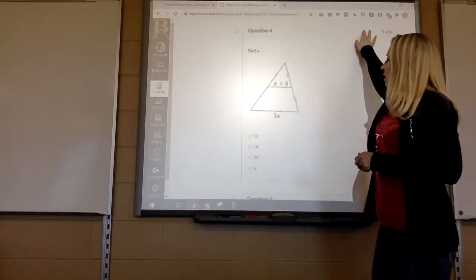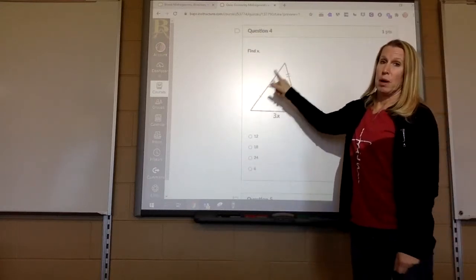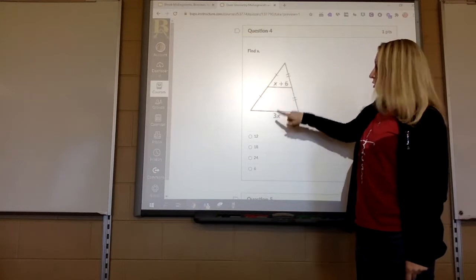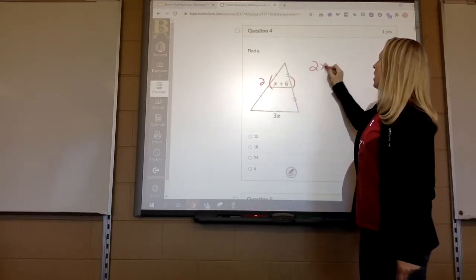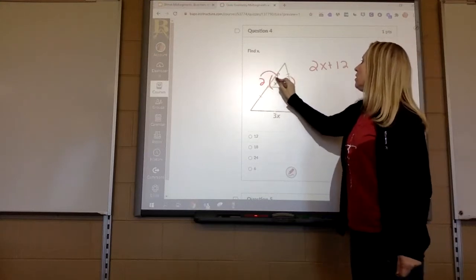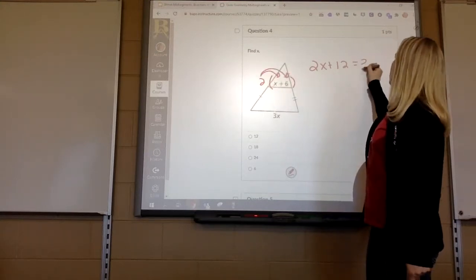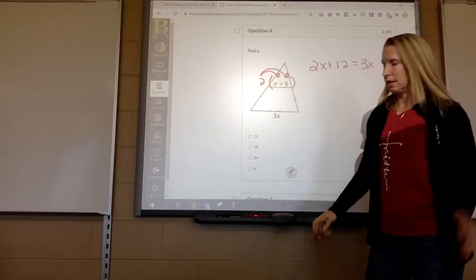Okay. Again, distributive property, midsegment times 2 will equal the side it's parallel to. So 2x plus 12 equals 3x, and then solve for x.